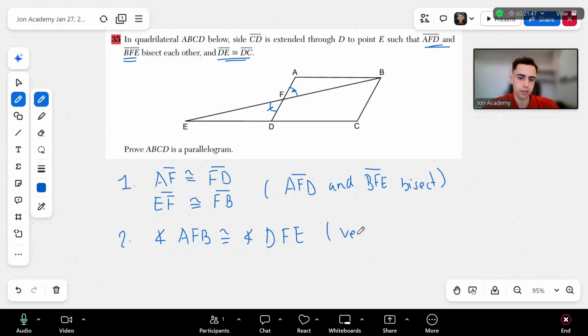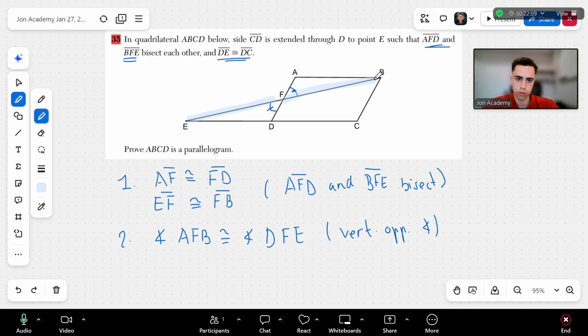This is vertical opposite angles, no? Very good there. Okay, DFE, okay, that's good. And now next, because of these two things at the same time, we have the angles and these sides, no?